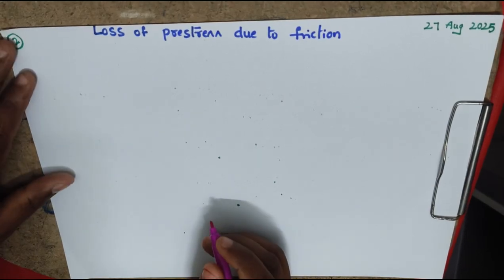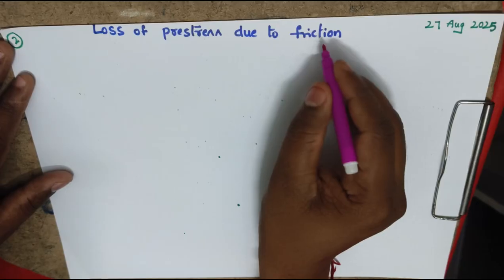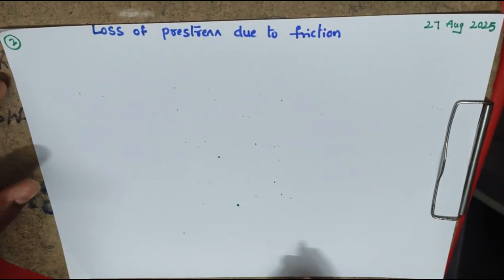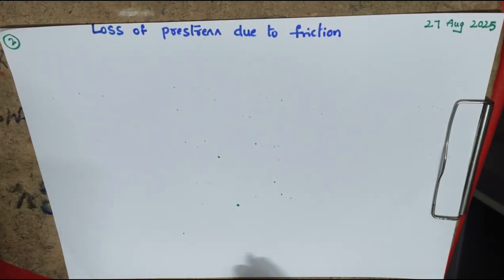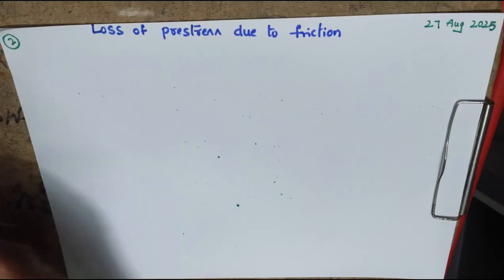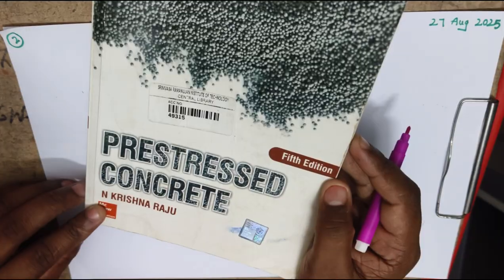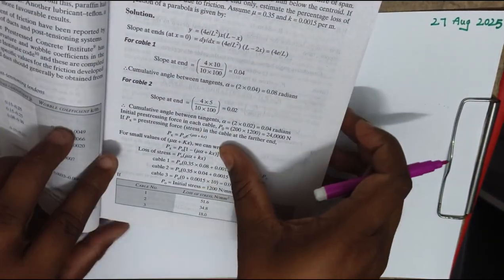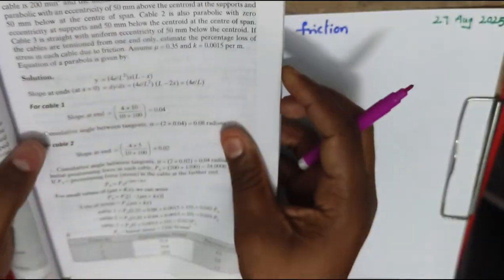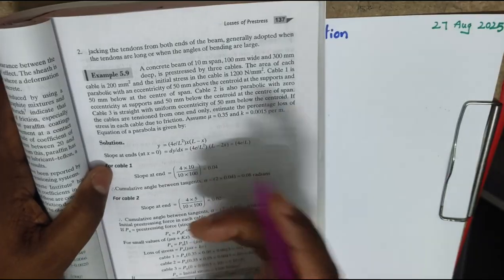Hi everyone. In continuation to the earlier video on loss of pressures due to friction, we will solve a problem. Now I'm going to solve the example problem from Prestress Concrete by N. Krishna Raju. Here you can see in page number 137, you can see this example.